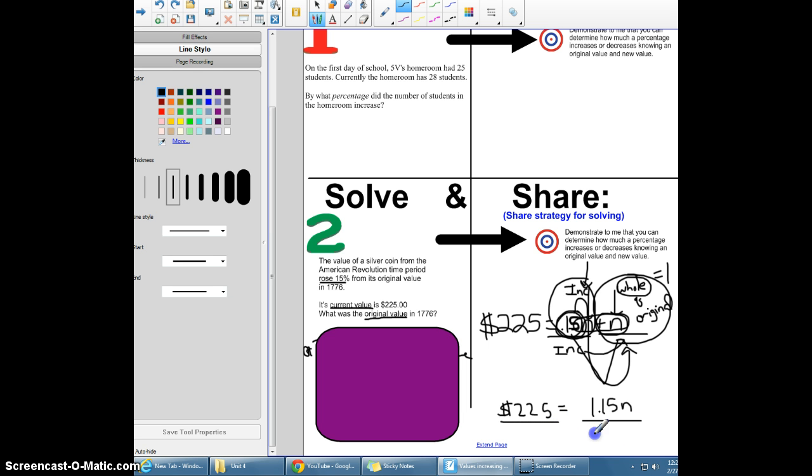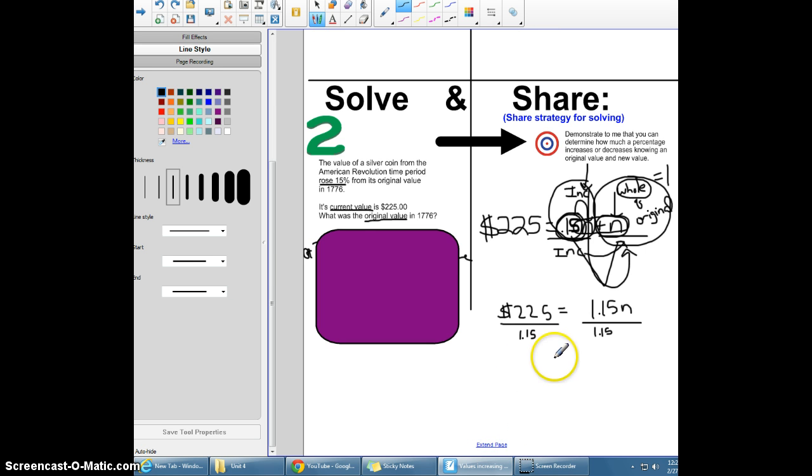To isolate n and get n by itself, we divide each side by 1 and 15 hundredths. And remember, it's 1 and 15 hundredths because we have the 15 hundredths, which represents the increase from the original, and this represents the original value, n as a whole, 100%. So now we divide each side by 1 and 15 hundredths, and we're left with just n isolated by itself.